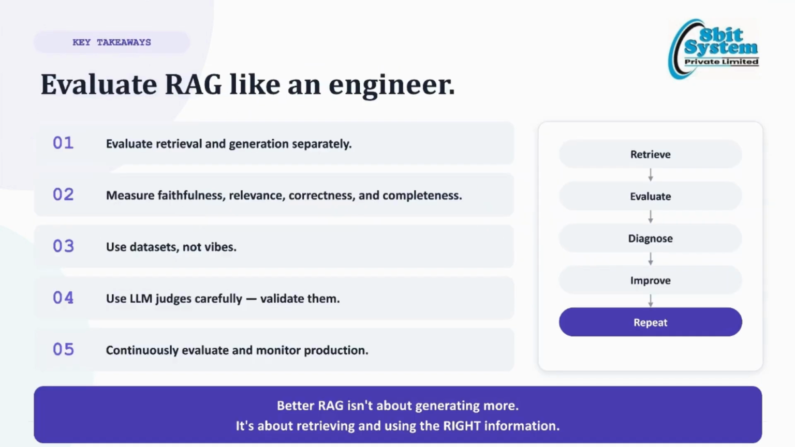Five things to remember. Evaluate retrieval and generation separately. Measure faithfulness and completeness together. Use real datasets instead of vibes. Use LLM judges carefully and monitor production continuously. Better RAG isn't about generating more. It's about retrieving and using the right information.